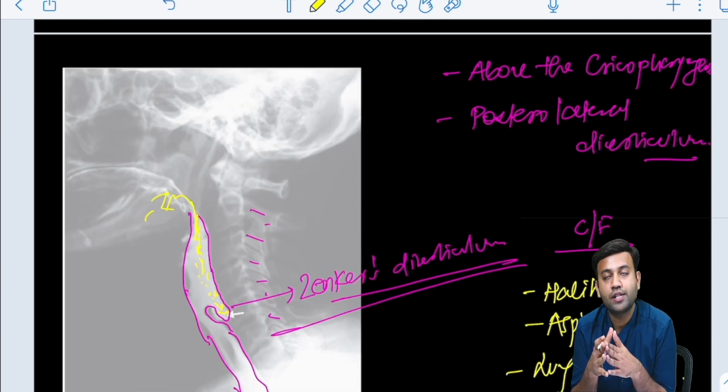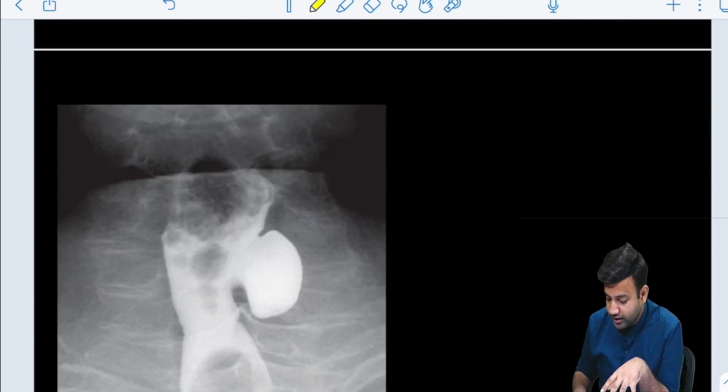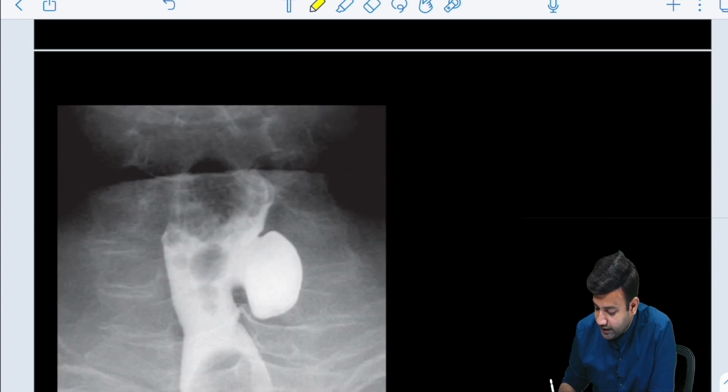Important points about Zenker's diverticulum: it is a false diverticulum, it is a pulsion diverticulum, and it occurs through Killian's dehiscence. What is Killian's dehiscence? It is a weak space between the thyropharyngeus and cricopharyngeus muscles. In relation to the cricopharyngeus, where is it? It occurs above the cricopharyngeus. Which side, anterior or posterior? It happens posteriorly.